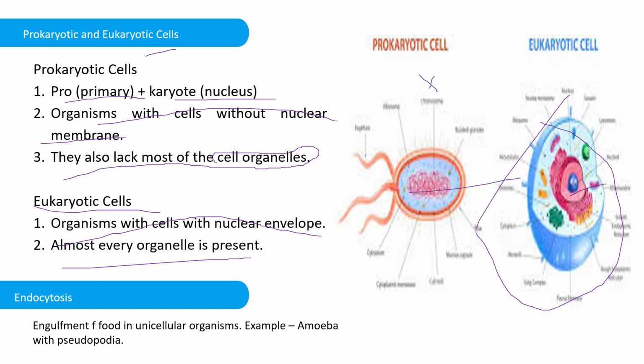And as I told you, eukaryotic cells arise from prokaryotic cells. And here we come across a term called endocytosis, the engulfment of food in unicellular organisms. For example, amoeba with pseudopodia. As we studied in class 7, amoeba has pseudopodia, which are the false feet of the amoeba. So amoeba engulfs its food. It feels it and engulfs it. This process is known as endocytosis.